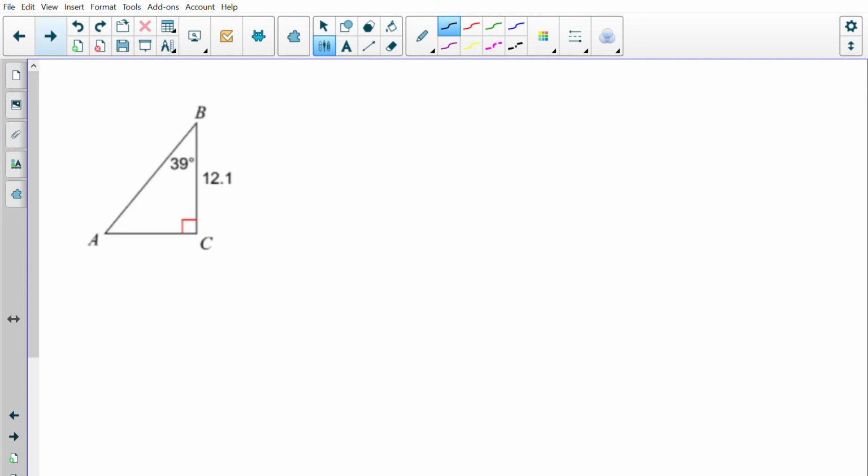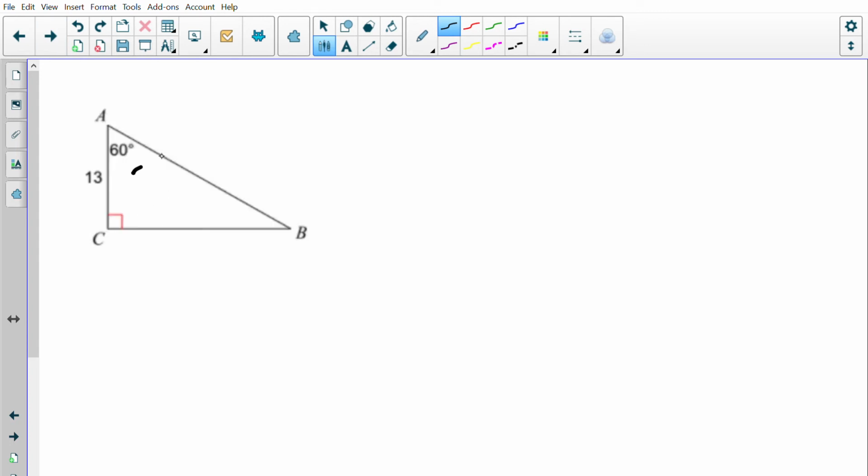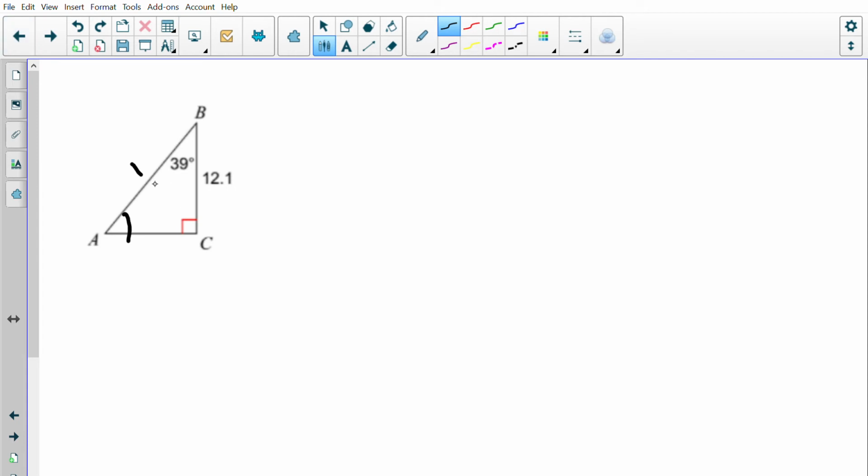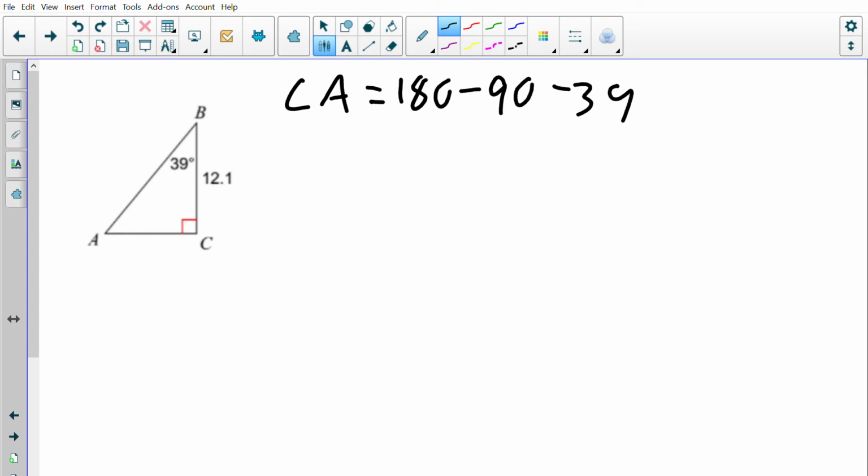Okay? They want us to find all the missing parts. So find this angle, find here, and find here. So the easiest one is to find the measure of angle A. A triangle adds up to 180 degrees, minus 90 from C, minus 39 from B. So measure of angle A comes out to be 51 degrees.